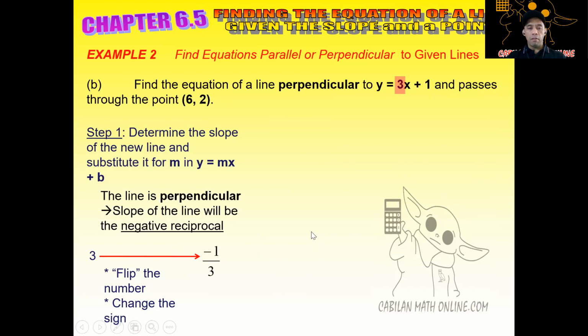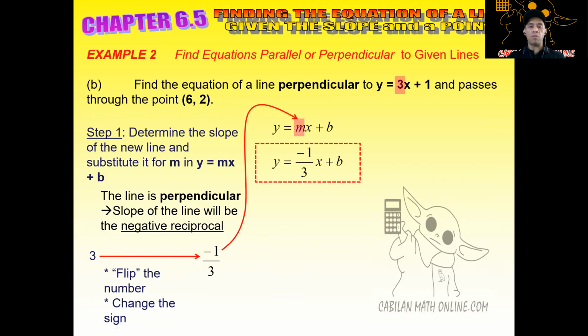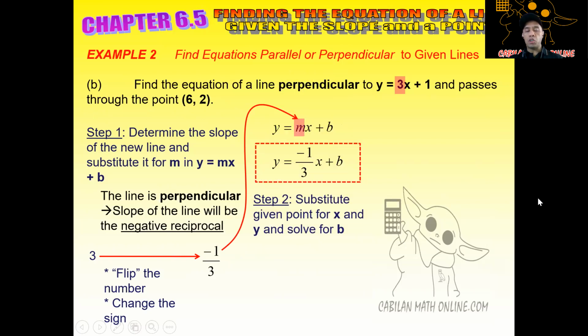So what do we do from here? This negative 1 over 3, which is the negative reciprocal of 3, is going to be the brand new slope of the line that we need to solve for. So that's what's going to go in for this m. Right now we have an equation of y equals negative 1 over 3 x plus b. Now, the next step is exactly the same thing as we did in the last one. We're going to solve for the y-intercept b by substituting 6 and 2 for x and y. Notice all I've done here is I've taken the x of 6 and replaced it in for the x, and the 2 here is going to replace the y.